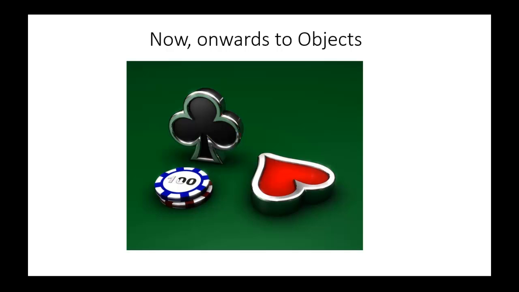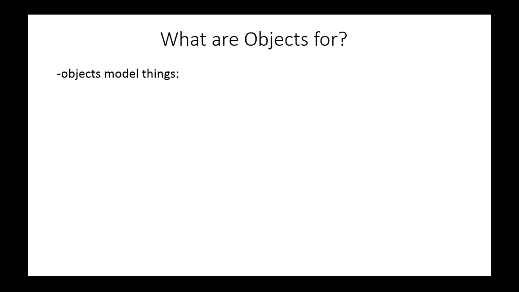And now, onto objects. So, what are objects for? Well, objects model things. Why do you want to model things? Well, think about different computer programs that you use. Maybe think about a video game. Think about a sports video game. A sports video game is really just modeling all kinds of different things. It's modeling players, it's modeling maybe a ball, maybe it's modeling a crowd or a stadium and a field.